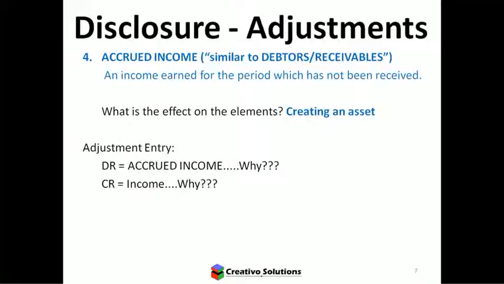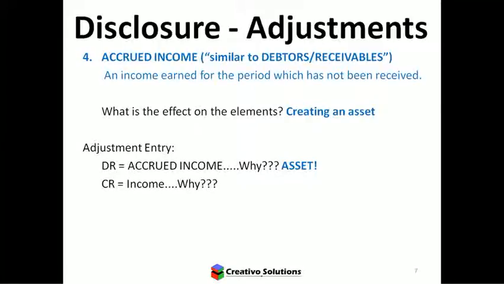If we're creating an asset, we then need to think about our rules. The rule says an asset account will increase on the debit side. So I need to record the accrued income on the debit side because I'm creating it. And if I think about the income, well, is my income too high or too low? Well, let's think back to the example we looked at. There were 3 months that you haven't received income for. Have you earned the income? The answer is yes. Have you received the income?